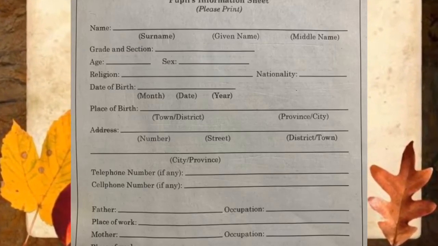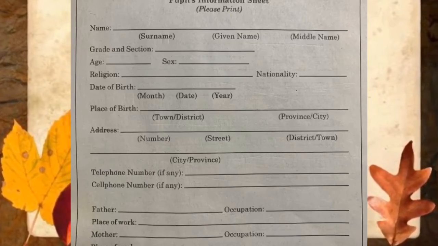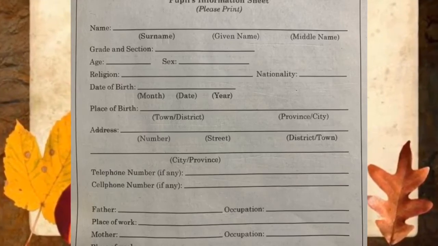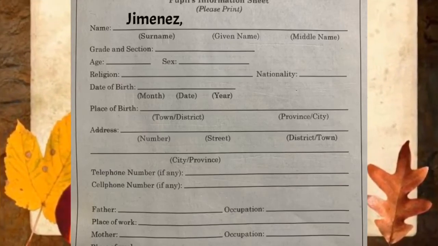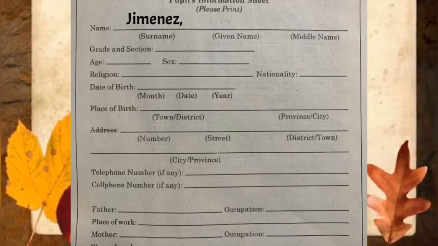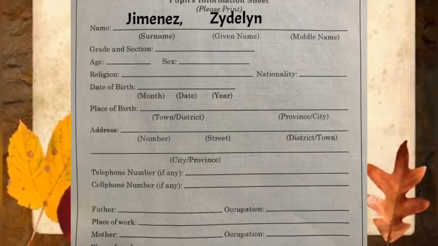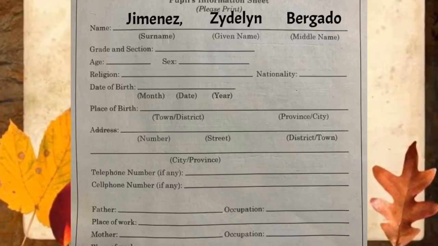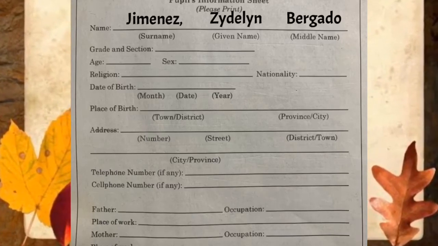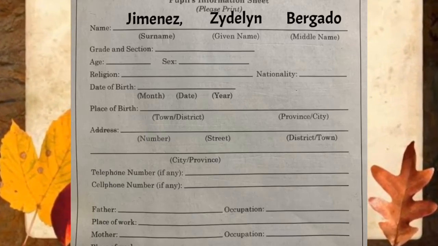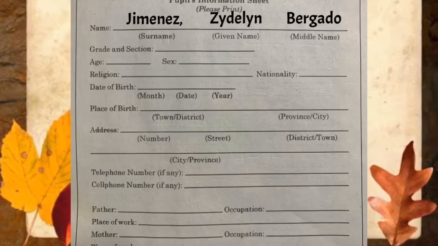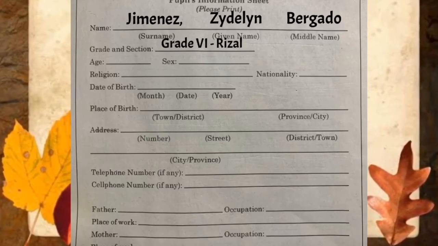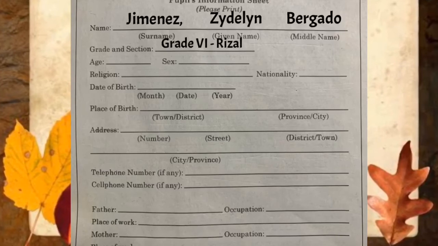In this form, we can see that the surname comes before the given name and the middle name. And so, in the surname, we write Jimenez. In the given name, we write Zaidelin. For middle name is Bergado. Since this form is being utilized in the school, one thing that we need to consider is the grade and section. So we write grade 6 Rizal since Zaidelin is a grade 6 Rizal pupil.